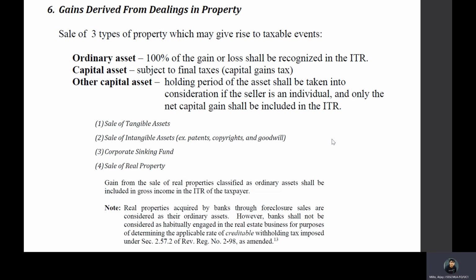Then additional note, real properties acquired by banks through foreclosure sales are considered as their ordinary assets. However, banks shall not be considered as habitually engaged in real estate business for purposes of determining the applicable rate of creditable withholding tax imposed under Section 257.2 of Revenue Regulation 298. So ito, mas ma-appreciate nyo lang yan, yung note na yan, sa pag-usapan na natin yung creditable withholding tax. Yung mga rates kasi it will vary depending dun sa classification ni taxpayer. So minsan mas malaki, minsan mas maliit, depending dun sa type ng taxpayer.